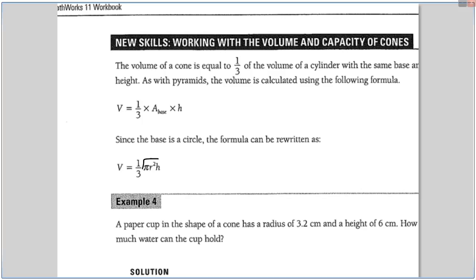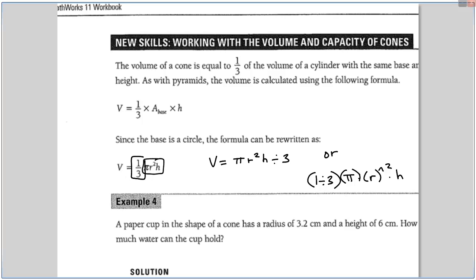So there's the formula for the cylinder, and then basically just divide by 3. You can write this formula like this, or you can go like this: 1 divided by 3 at the beginning, and then pi times radius squared times h. I like to write it how you would put it in the calculator so that there's no confusion there.